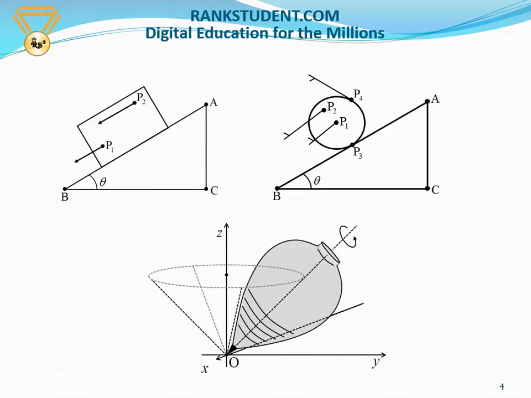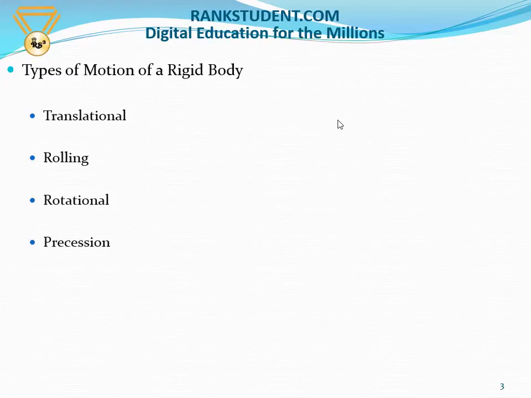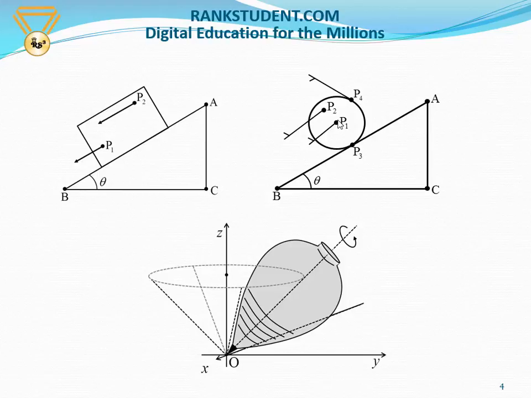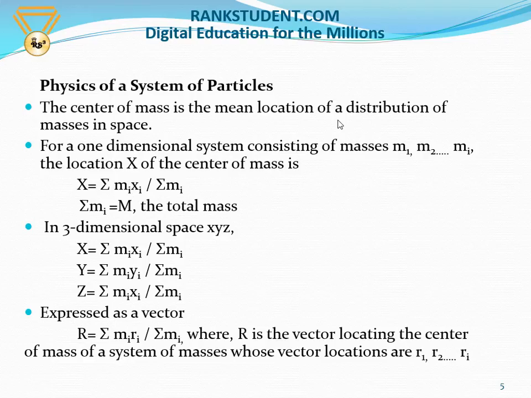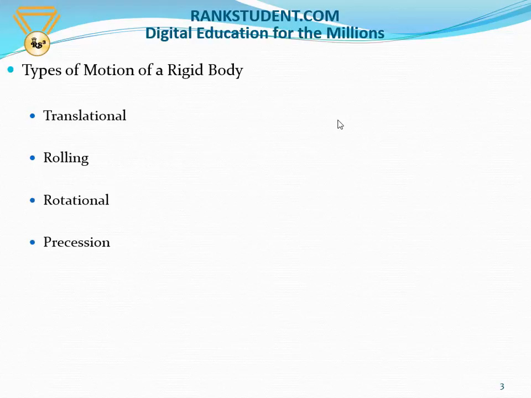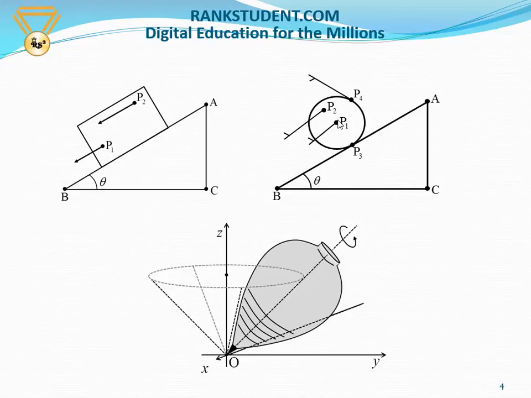In the second part of the diagram, we have a ball rolling down an inclined plane. This ball is rolling around its own axis that passes through P1. That's an example of rolling motion. At the same time, a point P2 that is not at the center of the ball is rolling and at the same time rotating. And that's an example of rolling and rotational motion.